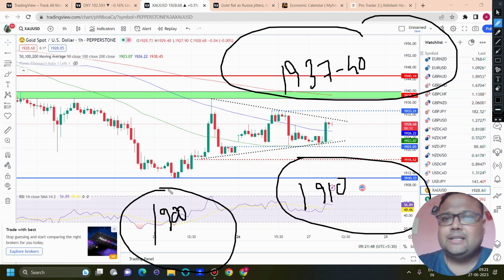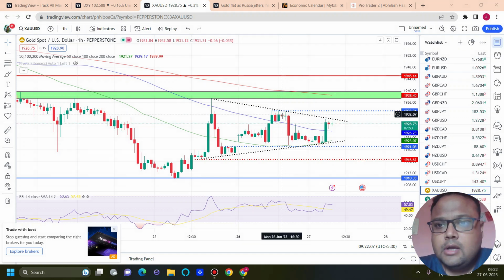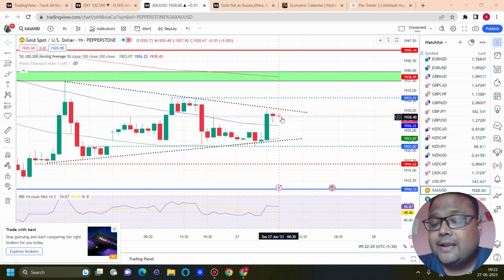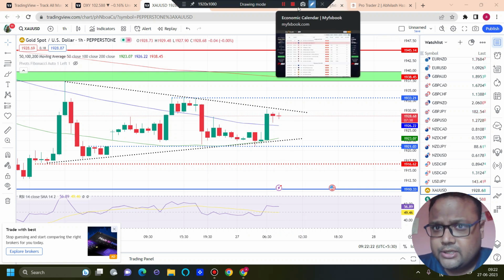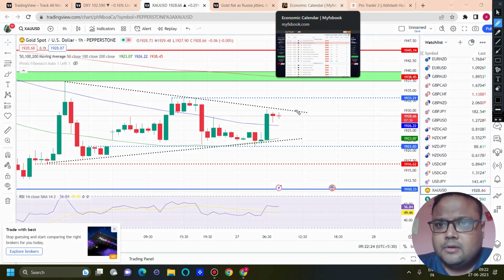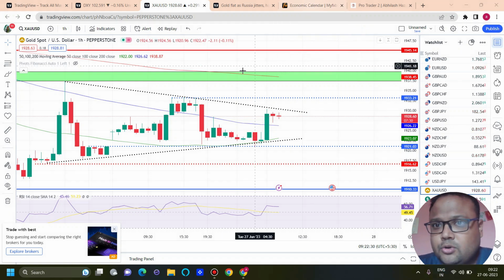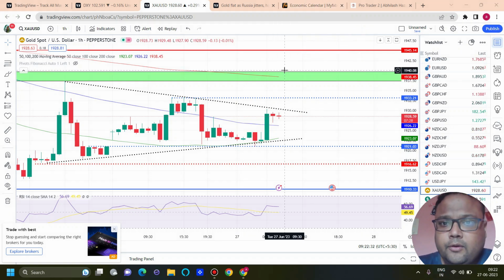So let's discuss the levels one by one. As you can see, right now, after this big green candle, the market is not very volatile. If the same volatility remains, if you see the same size of candles in the market before the US session, then there's a good chance that the market will face some resistance around 1933 again, the previous level. So the volatility of the market will play a big role.